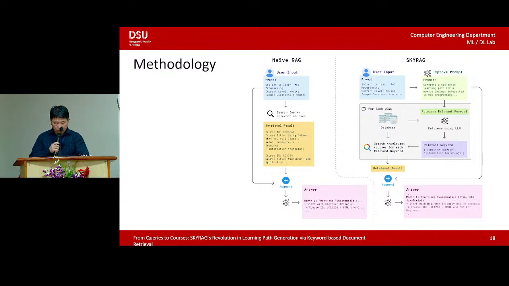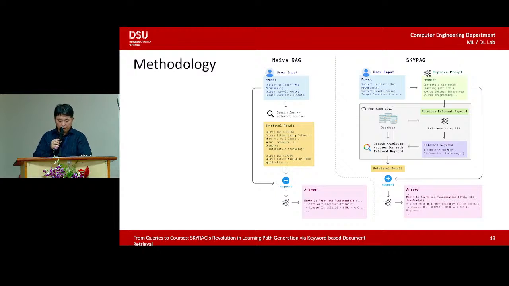We start by enhancing the user input by making the query more specific and ensuring it covers broader topics that the user may be interested in but didn't openly mention. With the improved query, the algorithm enters the retrieval phase by accessing each MOOC's data on the web to search for relevant keywords aligned with the query. In the final phase, SkyRAG synthesizes the retrieved courses into a structured learning path.